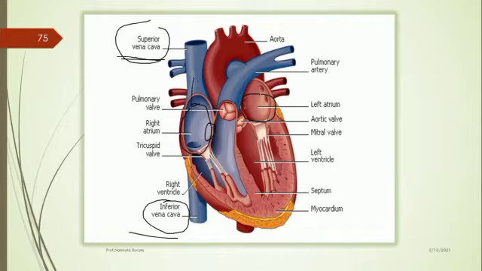The opening is not guarded by any valve. Second one is the inferior vena cava. It is also called the postcaval. It receives the deoxygenated blood from the lower part of the body and it is guarded by a valve. That valve is called the Eustachian valve. It prevents the backward flow of blood during the auricular systole.